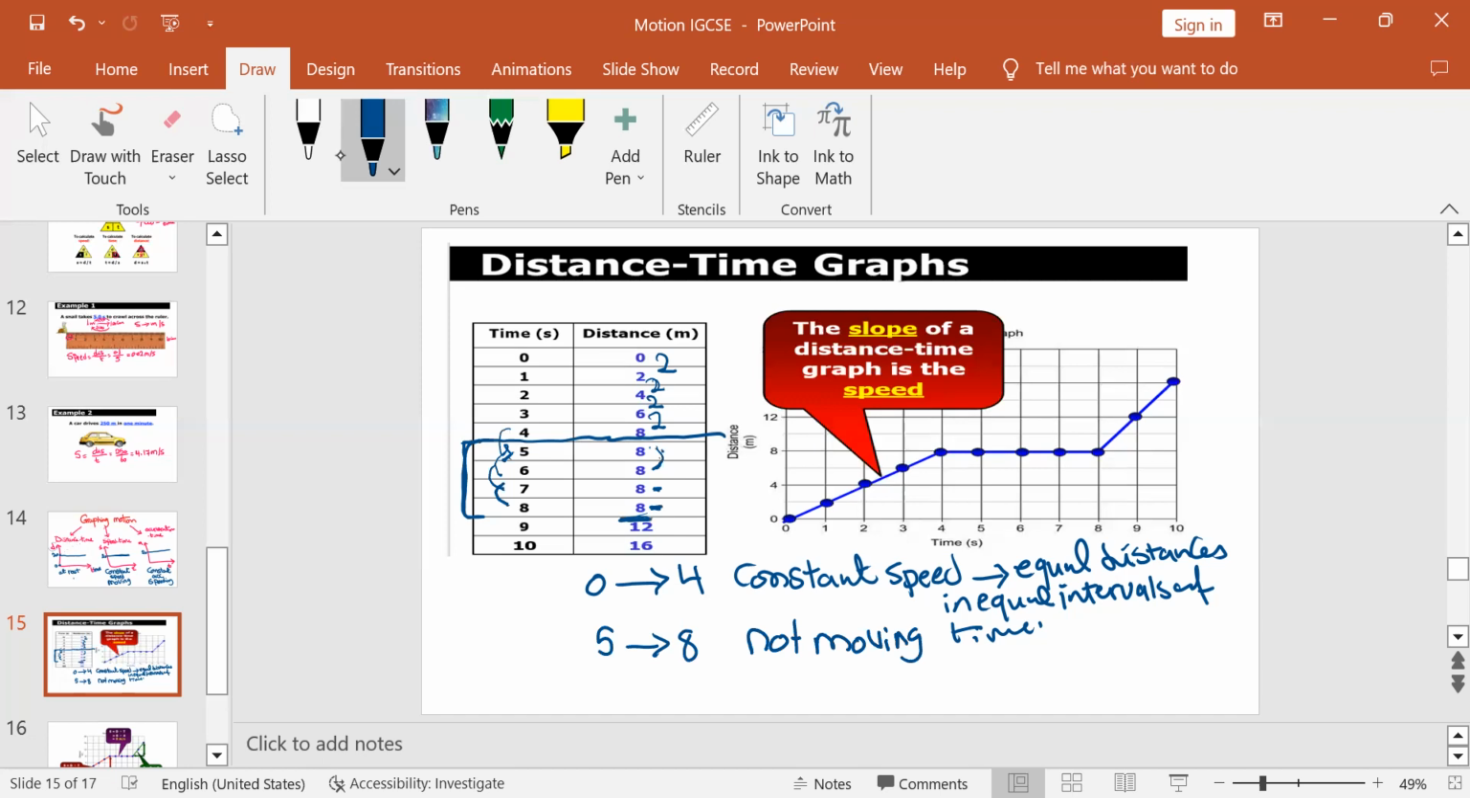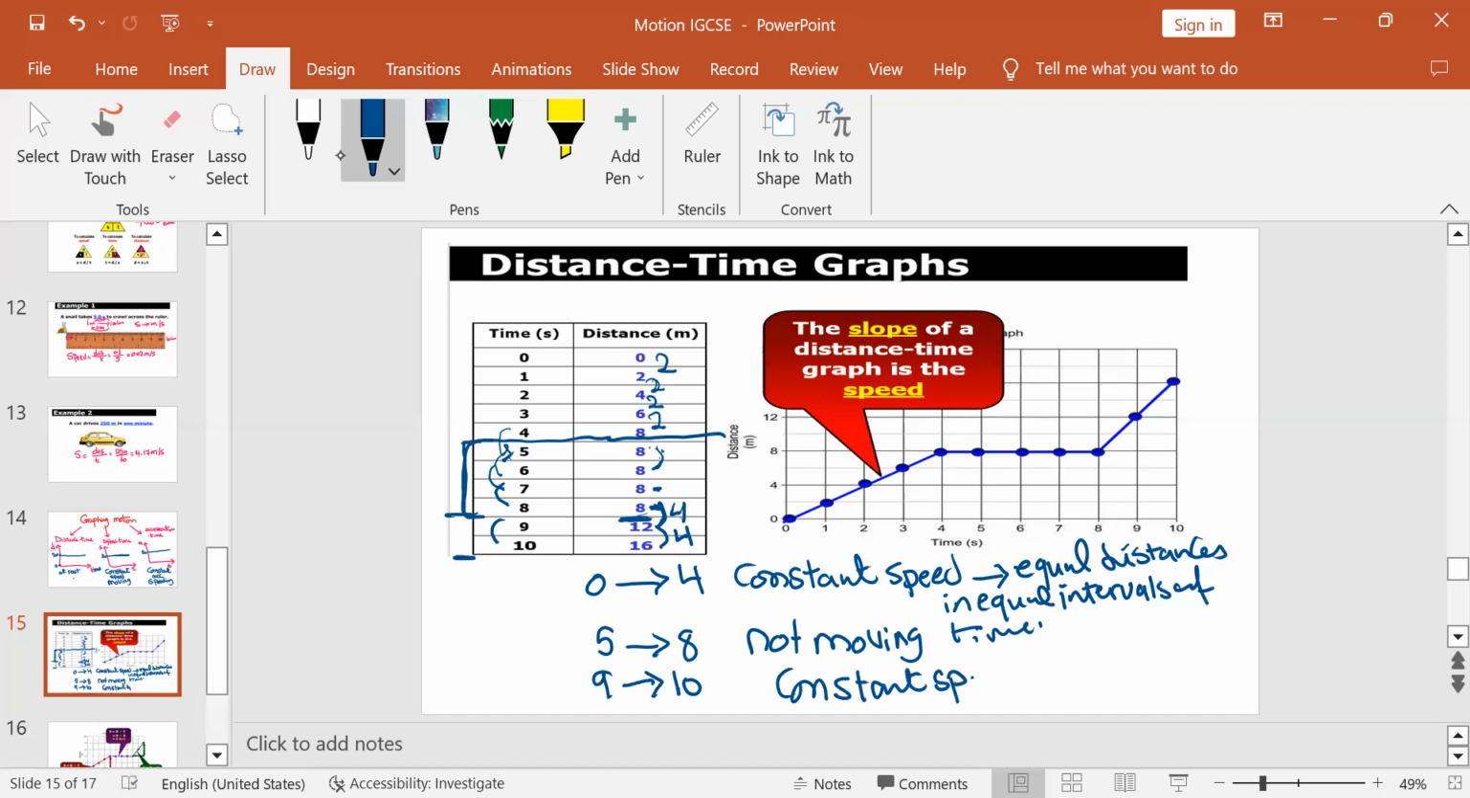Let's see from 8 to 9. What happened? The body started to move again. But how many meters did the body cover here? From second 8 to 10, 4 meters. Bravo. And here from 9 to 10, the body covered 4 meters. So can you describe here from 9 to 10? What is the body doing? It's constant. Excellent. Constant speed.